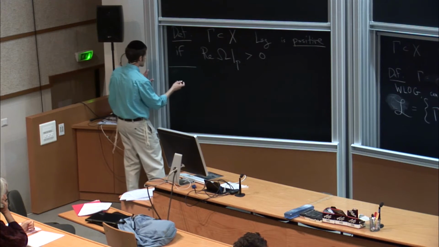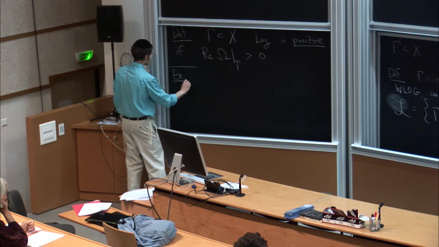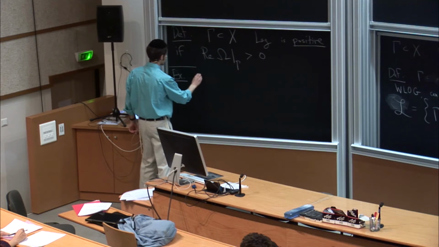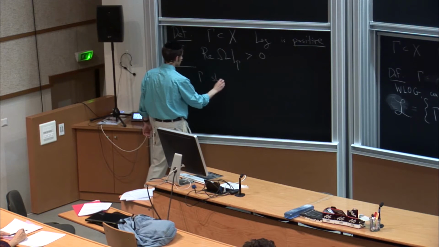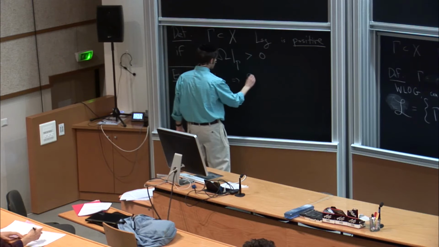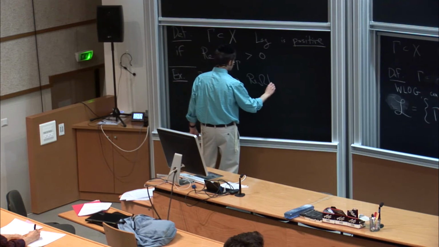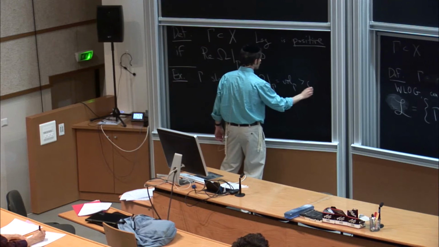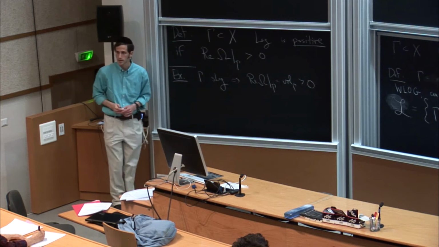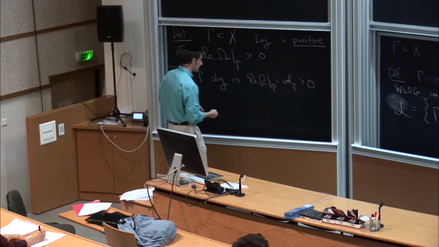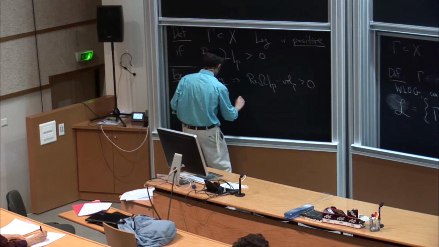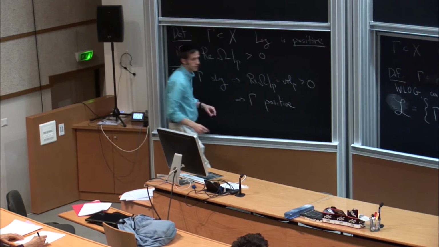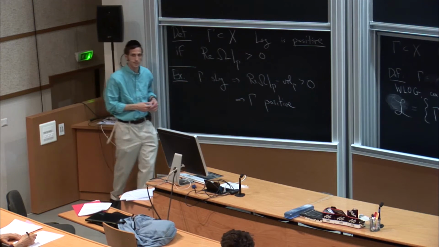The first observation is that if we take a special Lagrangian, that means that the real part of omega is equal to the volume form, which is by definition positive. So all special Lagrangians are positive. So if we want to look for special Lagrangians, we might as well just look among the positive Lagrangians.